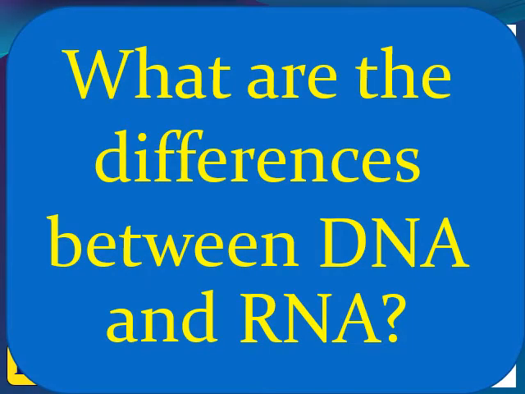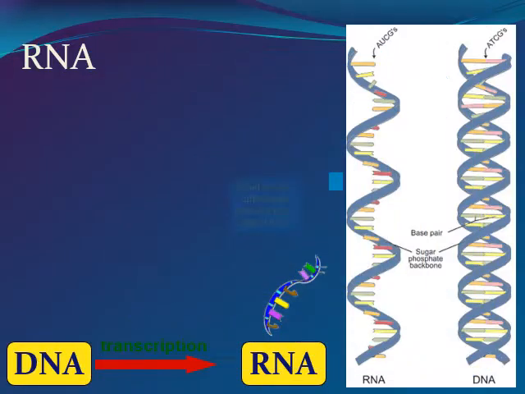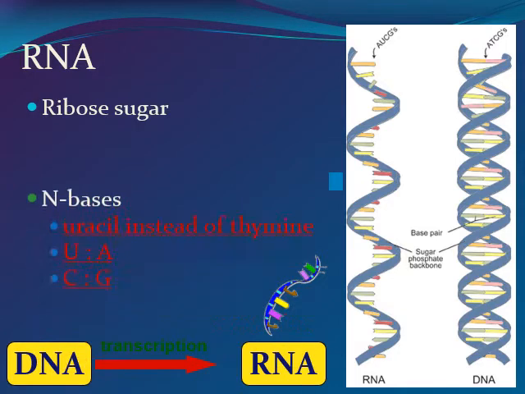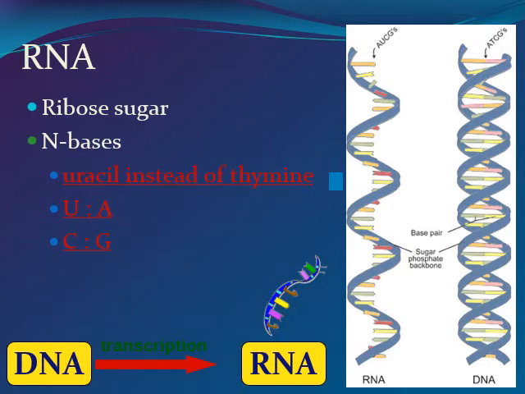What are the differences between DNA and RNA? RNA is a single-strand molecule closely similar to the molecule of DNA, but differs from the DNA in that it is single-stranded rather than double-stranded, contains ribose sugar instead of deoxyribose sugar, and contains uracil instead of thymine.